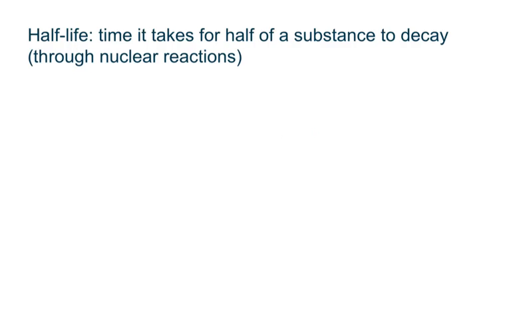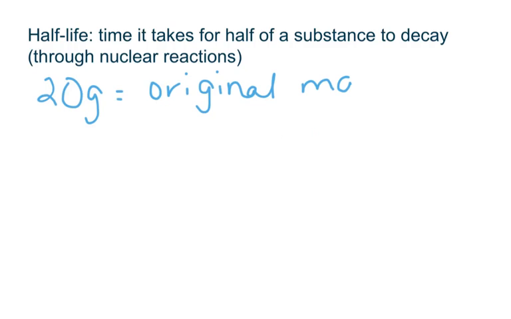More specifically, it's a measurement of the time it takes for half of a substance to decay, and it's going to decay through nuclear reactions. So if we originally started off with, say, 20 grams of something, that was my original mass, after one half-life, which I'm just going to abbreviate 1HL, we would have half of it remaining, or 10 grams.